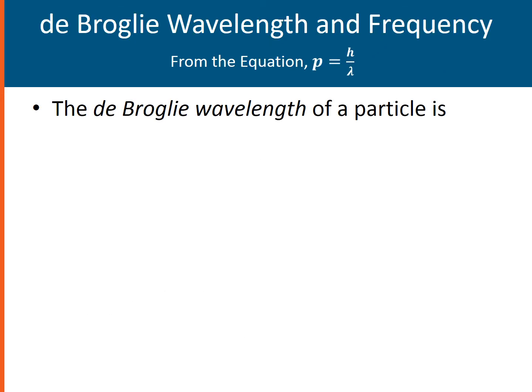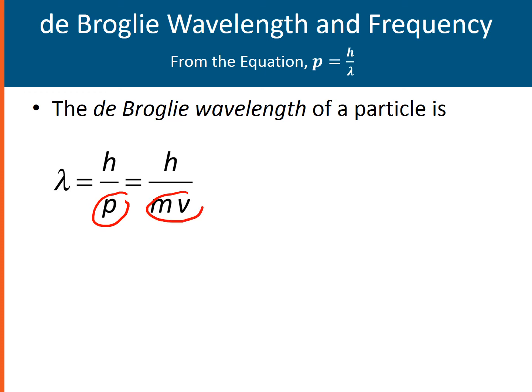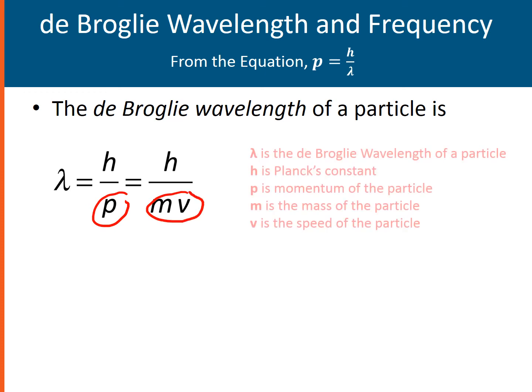Moving on, de Broglie suggested that all material particles with momentum p should have a characteristic wavelength, and therefore the de Broglie wavelength of a particle is lambda equal to h over p, and that is equal to h over mv, where p, or the momentum, is actually equal to the mass of the object multiplied by its velocity.